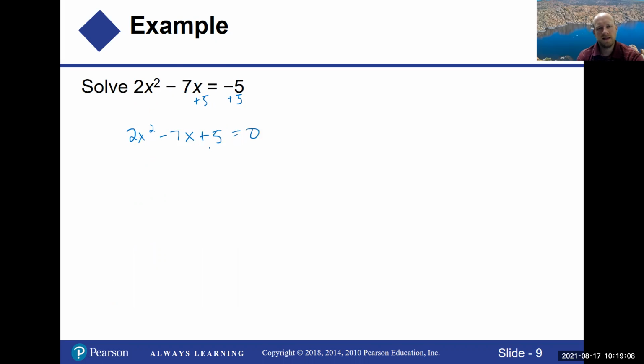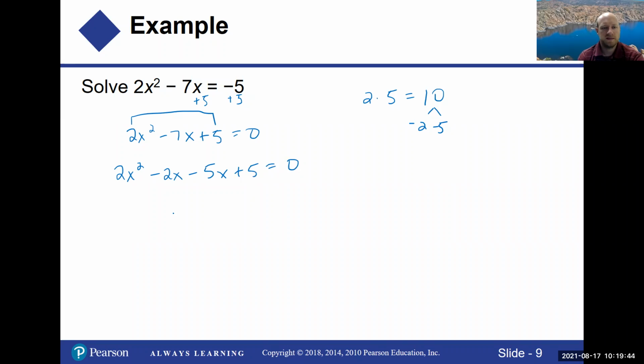And now this is a trinomial, but it's not a perfect square trinomial because 2x squared and 5 are not perfect squares. But then, remember going back to factoring, this is just review, I multiply the 2 and the 5. So 2 times 5 equals 10. And I want factors of 10 that add to -7. So that would be 2 and 5, but those both have to be negative. So I split the middle term, which is -7x, into -2x and -5x, or just -2x and -5, and then plus 5. And now I can factor this by grouping.